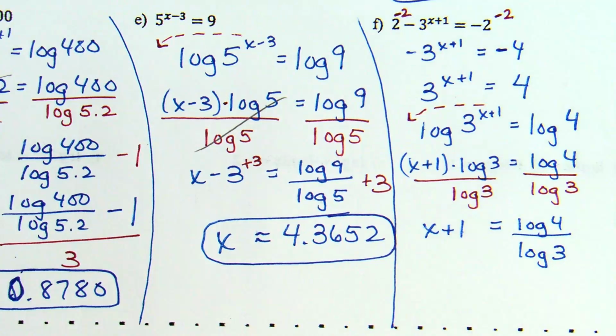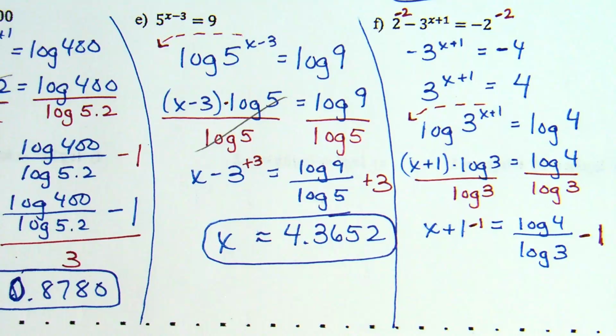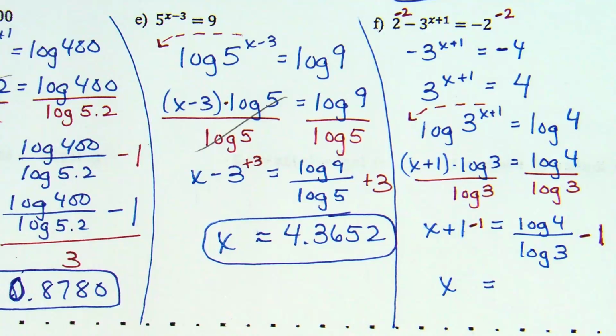If it's x plus 1, subtract 1. If we subtract 1 on the left, subtract 1 on the right. So I now know my answer is log 4 divided by log 3 minus 1.